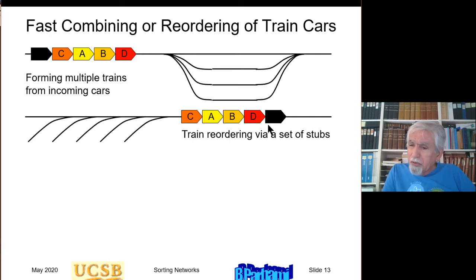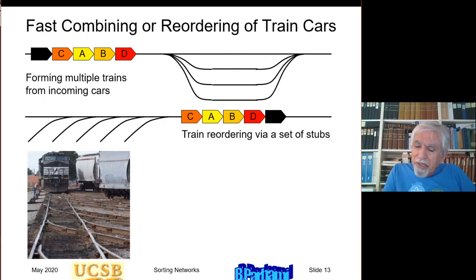In fact, in order to avoid the need for this engine to keep going back and forth, usually this area is built so that it has a slight slope, so that if you leave a car there and do not apply its brakes, the car moves basically backwards. And then if you want C to go into this stub, you set the switch here appropriately, release the brake of the car, and the car, using the force of gravity, will move backwards and go into that stub.